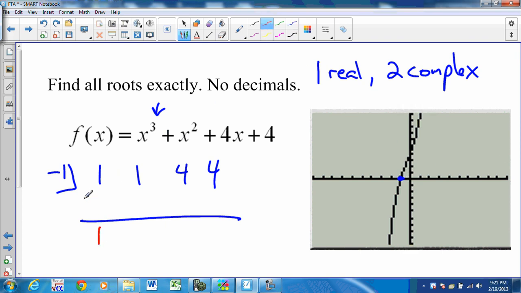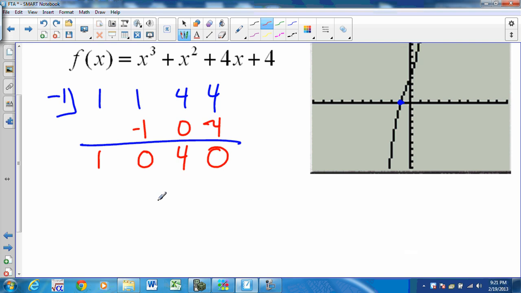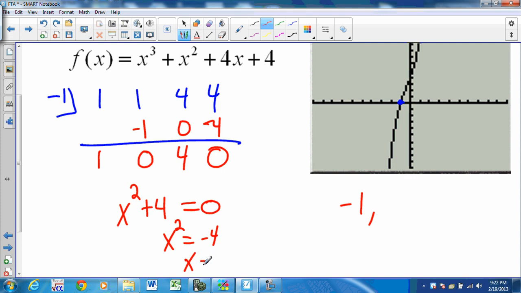So we drop the 1, multiply, add, multiply, add, multiply, and I get 0. So that gives me negative 1 as a root, because I got 0. I also have x squared plus 4. If I set that equal to 0, I get x squared is negative 4. So x is plus or minus 2i.